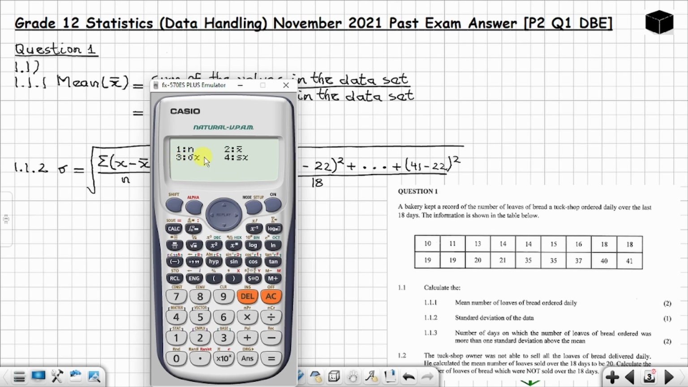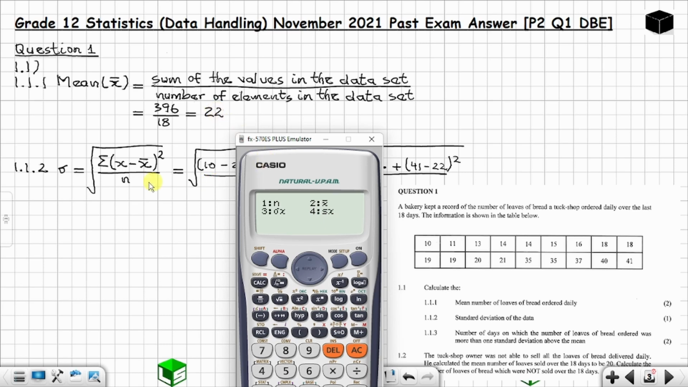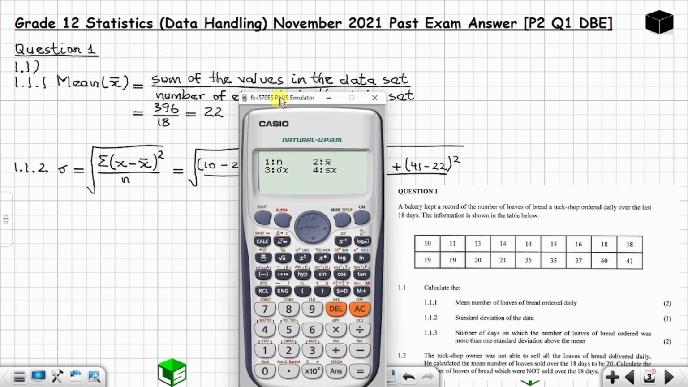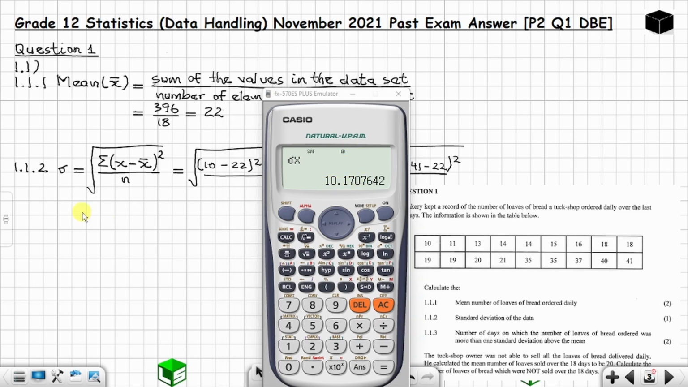To get the mean, it's number 2. So if you press 2, you are going to find the mean, which will be 22, okay. But for this question, we need the standard deviation, which is number 3. Okay, let's press 3, and then you press equal. So this is the standard deviation using our calculator, which is 10.17 to 2 decimal places. So the standard deviation is equal to 10.17.